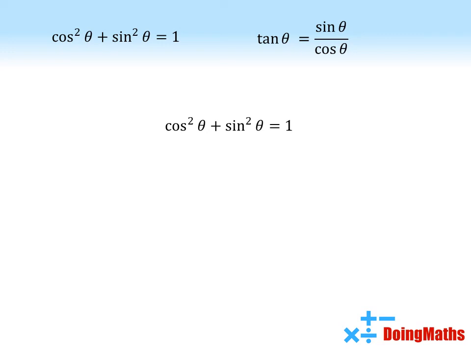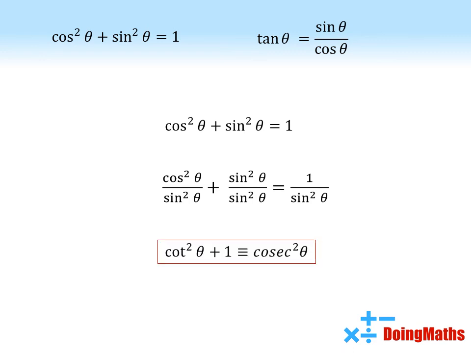We can use the same starting point for our next identity, but this time we're going to divide the whole thing through by sine squared. So we've got cos squared over sine squared. This is sine squared over cos squared upside down, hence this must be 1 over tan squared, or cot squared. Sine squared over sine squared is 1. 1 over sine squared gives us cosec squared. And so there is our final identity.